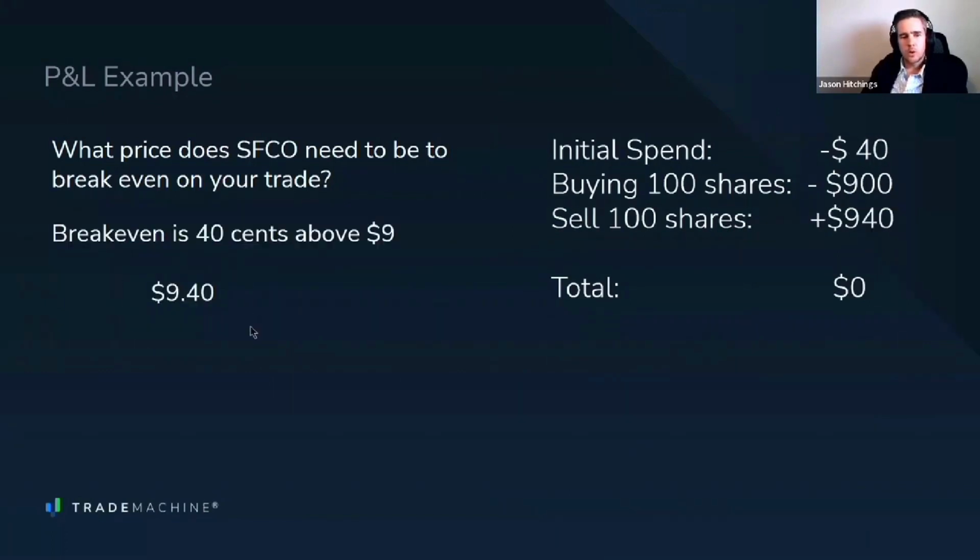So what you needed to do is go 40 cents above $9 in order to break even and cover your initial investment. This doesn't factor in commissions. It doesn't factor in the bid-ask spread in the market, but that's a topic we can talk about more later. But basically, the stock needs to go to about 9.40 or a little above in order to break even.